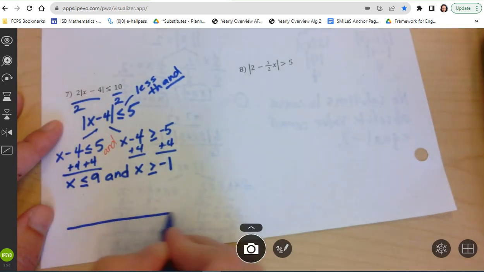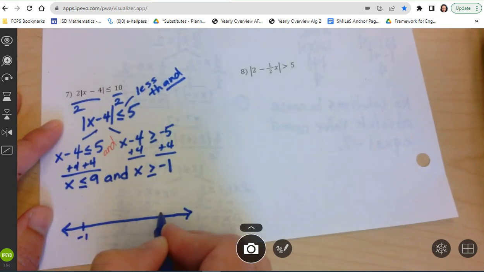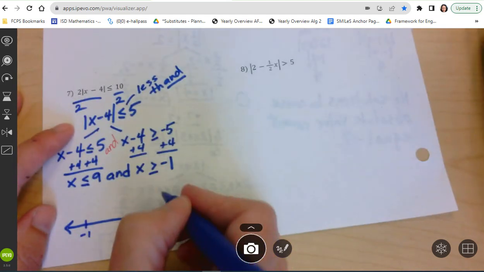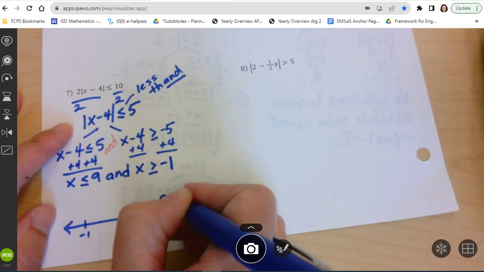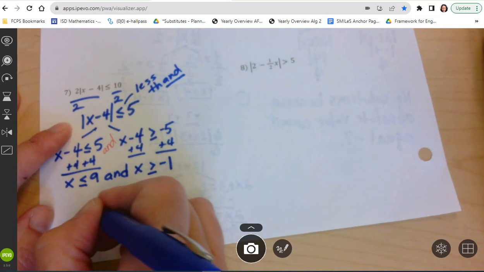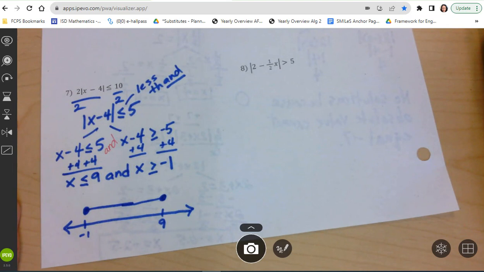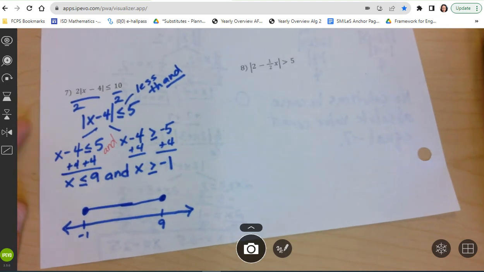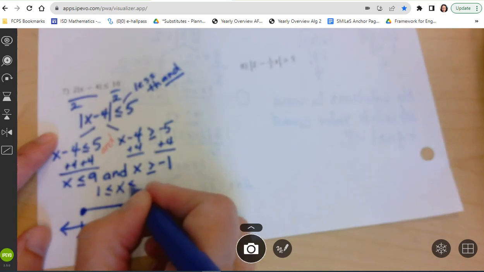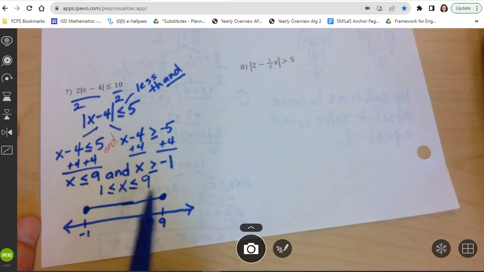You can make a number line down here. If you want to write all the lines in between, you can, or you could just put -1, like that. All right, so when it says "and," that means it's both. It has to be both less than 9 and greater than -1, so it makes that line in between. Another way to write this is like this, and this literally just means x is between -1 and 9.